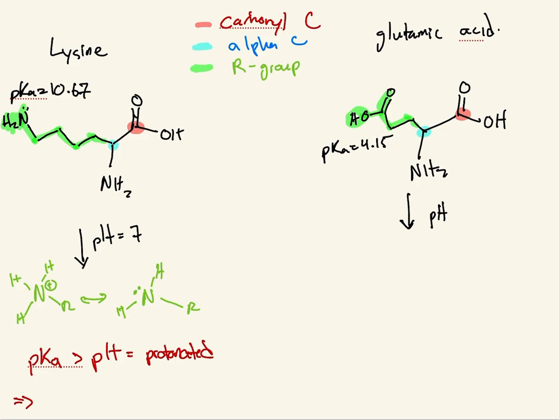So this is going to be H3, and then the charge is going to be plus on the side group. So this means the side group is protonated. All right, what about for glutamic acid now? All right, the pH is equal to 7, we know that.